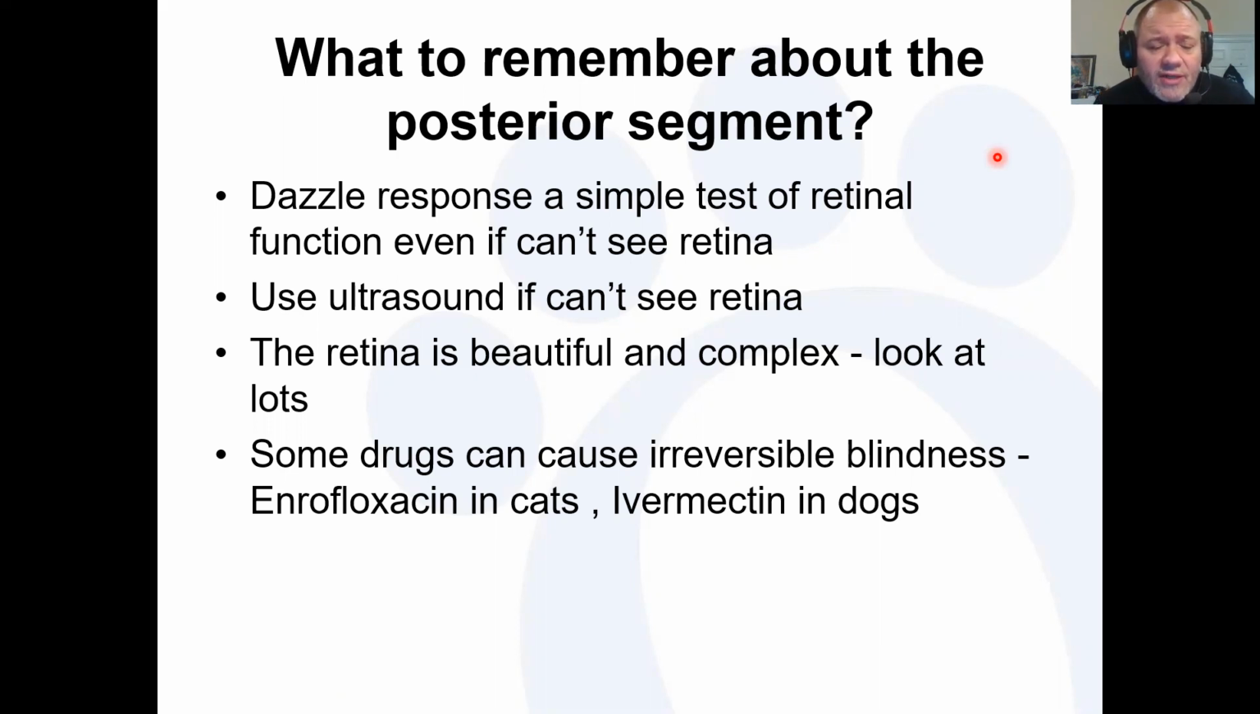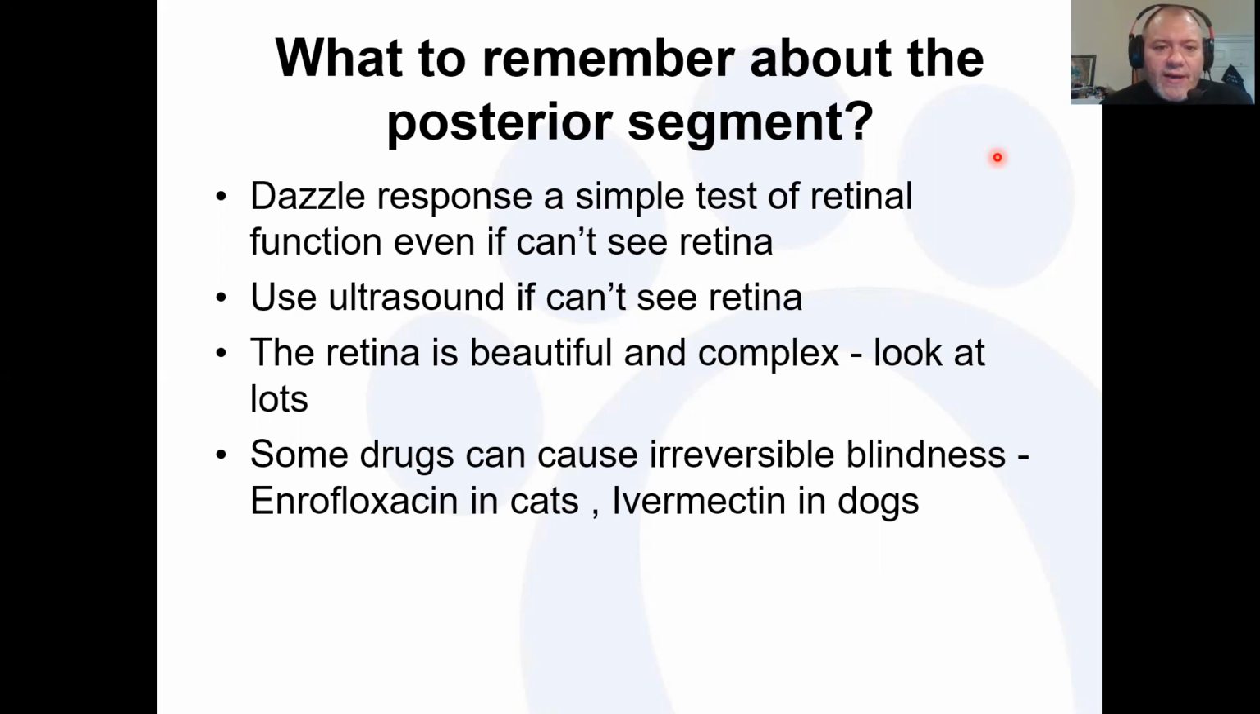When you start looking at the fundus, the retina, you'll get confused. You'll see it's very beautiful, it's very complex. You'll start to see things you're not quite sure if they're normal or not normal, and trying to work out the difference between normal variation and pathology can be a challenge. So the key to that is to look at lots and to learn to take photographs as well. And also to get some good books to refer to.